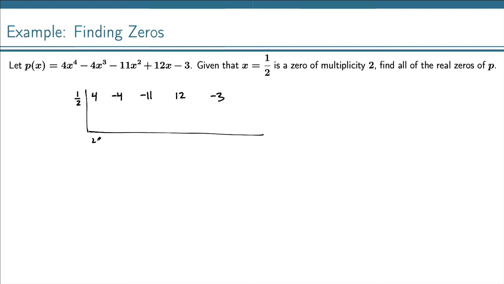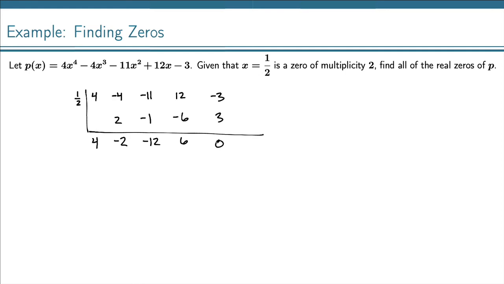We bring our 4 down. 4 times 1/2 is 2. Negative 4 plus 2 is negative 2. Negative 2 times 1/2 is negative 1. Negative 11 plus negative 1 is negative 12. Negative 12 times 1/2 is negative 6. 12 plus negative 6 is 6. And 6 times 1/2 is 3. And now negative 3 plus 3 gives us 0.